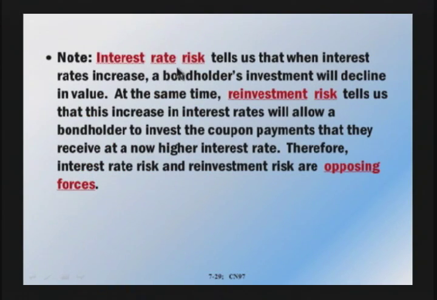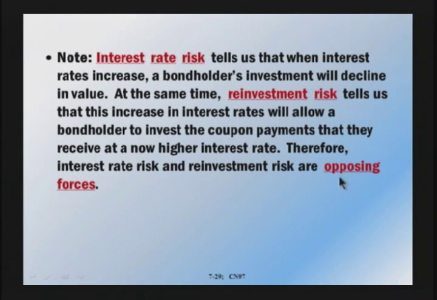Now recall that interest rate risk was, with the interest rates going up, the bond's value will decline because we discount the cash flows at the higher rate. And reinvestment risk is that opposing force, that when the interest rates fall, we reinvest our coupons at a lower rate, but that decline in interest rates would have caused the bond's value to go up, which is interest rate risk in the opposite direction. So these opposing forces here are because they're related to changes in interest rates in the opposite direction.